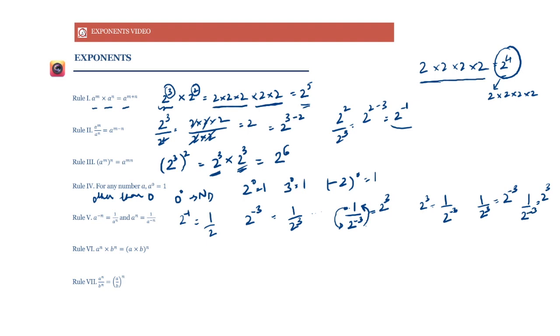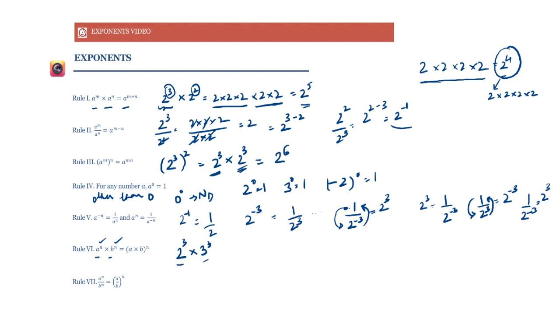Basically, the sign flips. When the term flips from numerator to denominator or denominator to numerator, the sign of the exponent flips. All right. Now, a to the power n into b to the power n, when the bases are different, but the exponents are the same. They're both n in this case. So let's say 2 cube into 3 cube.